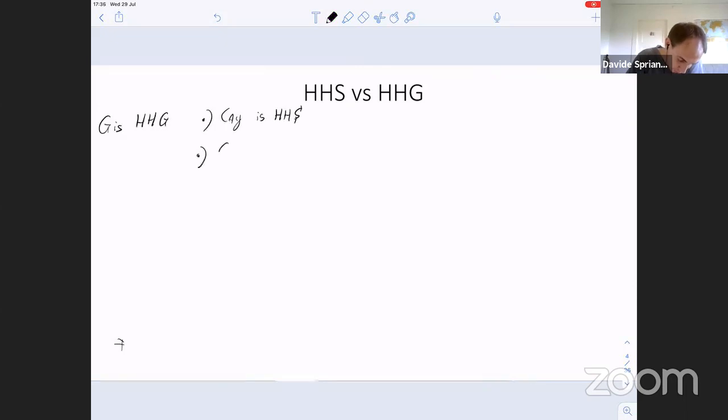Then we need that the group G acts on the set of domains. So what does it mean that the group acts? It means that for each small g in G, we induce a map that we just denote in this way, which is just a bijection of this set. So this is what acting on a set means, nothing more.